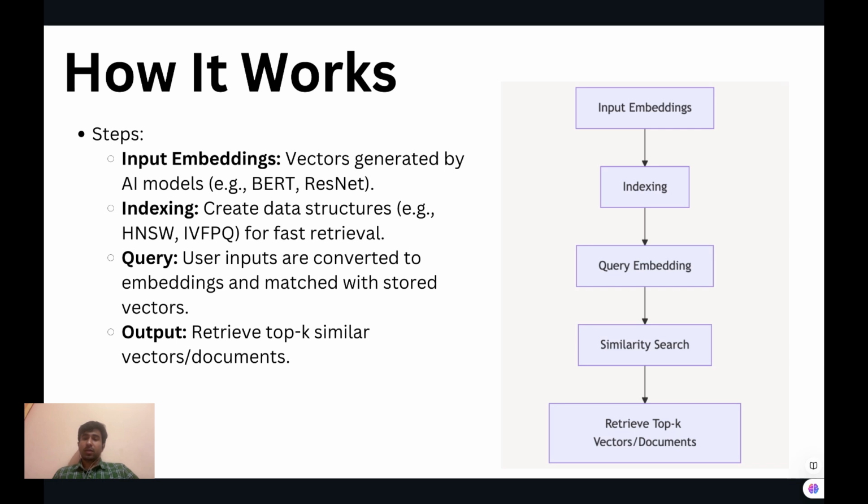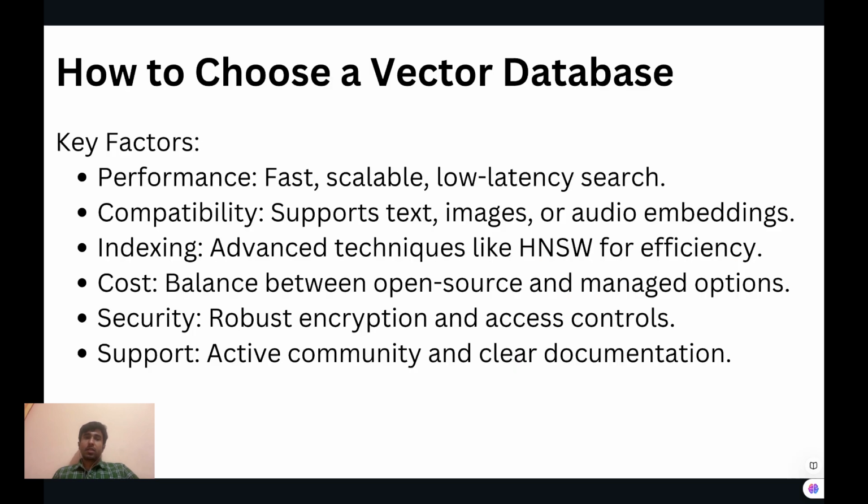Once a user passes a query, that query is converted into a vector and we find the most similar vector to that query for retrieval. This is called similarity search. After that, we can retrieve the top 5 or top 10 vectors or documents according to our requirements. And in the case of RAG, we can pass those documents to the LLM to create the final result. So now, how to choose a vector database?